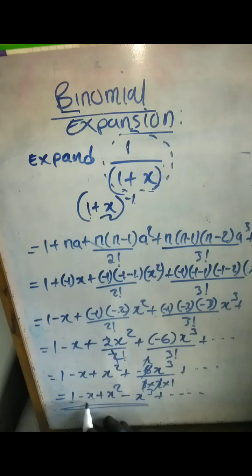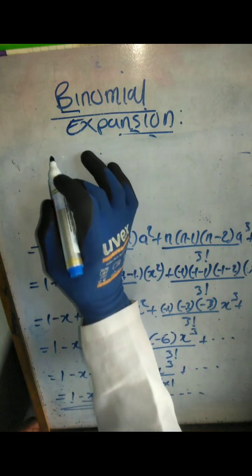So we have the first term, second term, third, up to the fourth term. This is also in ascending powers of x. The power is increasing by 1. Then if they ask you to find the validity, it is straightforward for this one as well. The validity is that the absolute value of x should be less than 1.